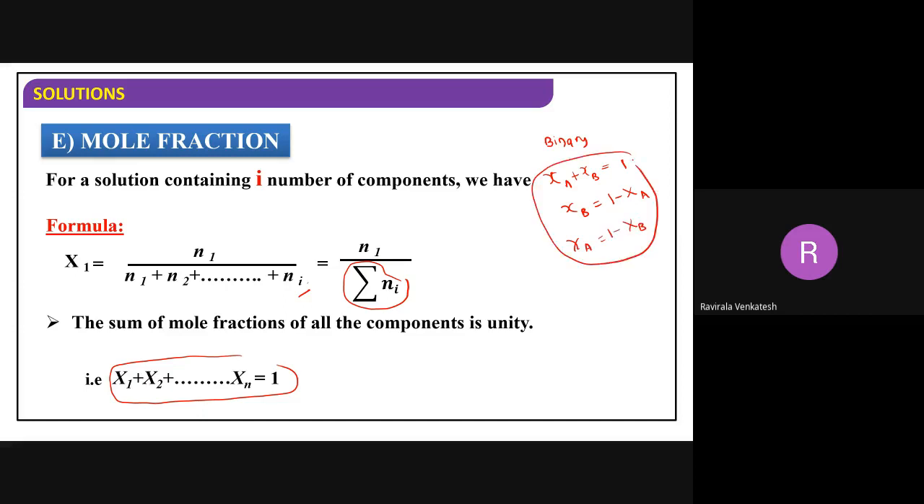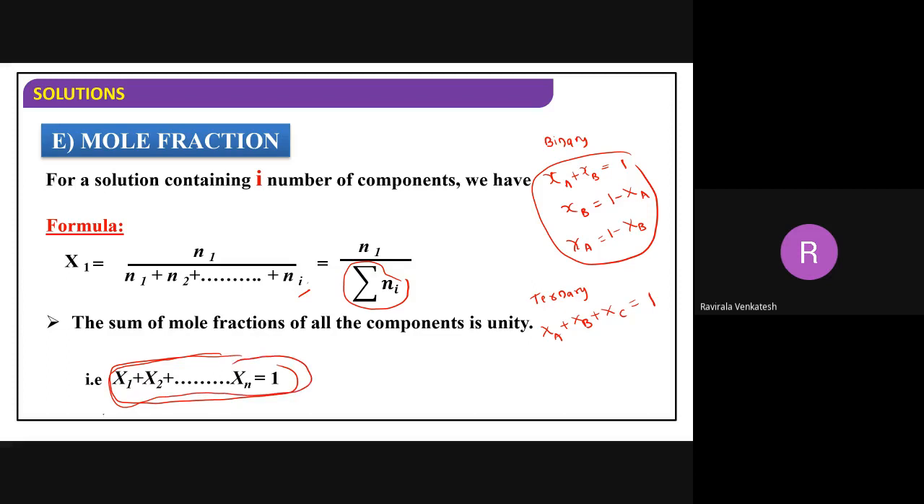This is for binary. Now what about the ternary? For ternary, it will be the same. Mole fraction of A plus mole fraction of B plus mole fraction of C is always equal to 1. For quaternary, mole fraction of A plus B plus C plus D is equal to what? 1 only. So always the sum of the mole fractions of the individual components will be what here?